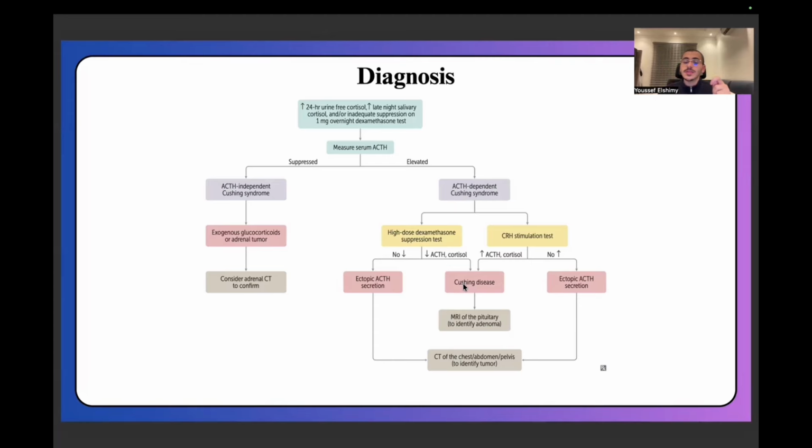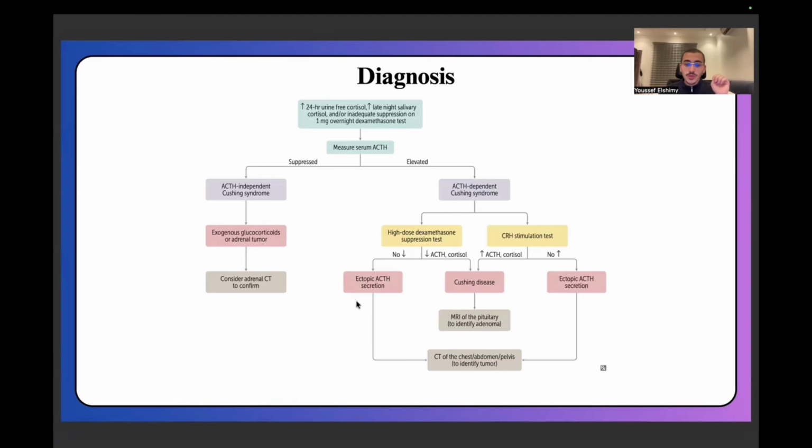It means that there is a pituitary adenoma secreting ACTH and stimulating the adrenal glands to produce cortisol. Okay, so what would you proceed with? You would proceed with an MRI of the pituitary to identify the adenoma. If it's not suppressed, it means that this is an ectopic tumor that does not listen to the HPA axis. It keeps on producing ACTH. Whatever you do, it's going to still produce ACTH.